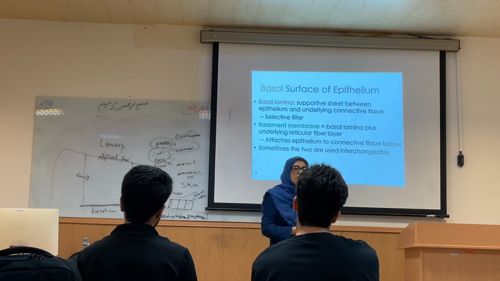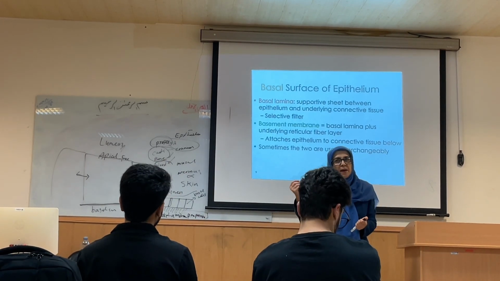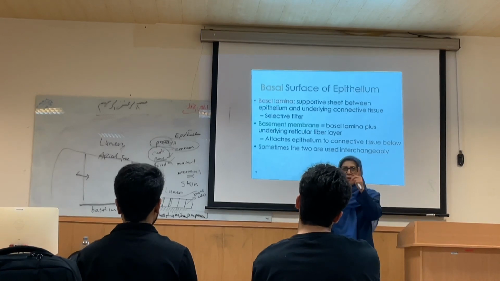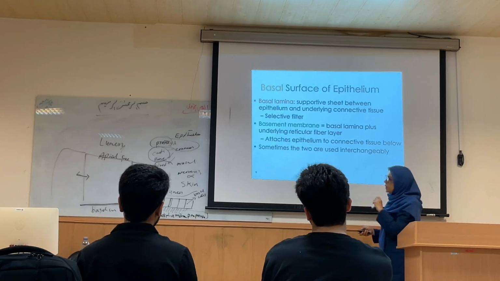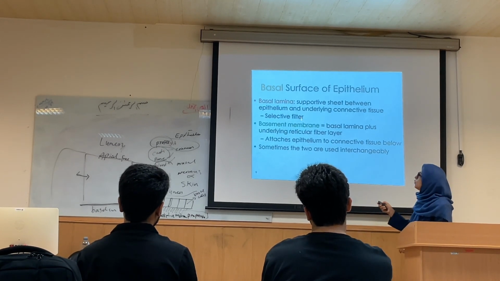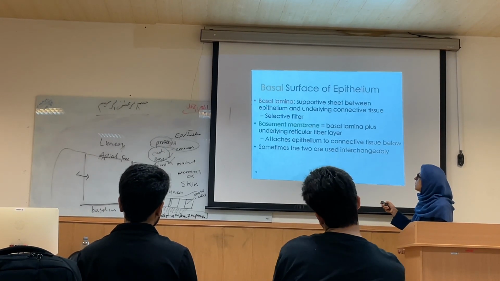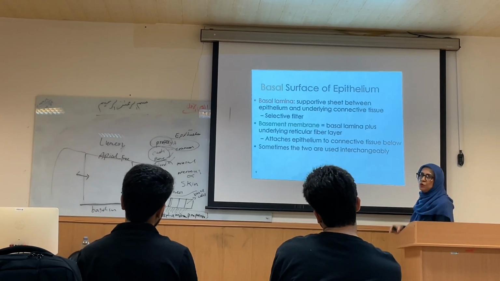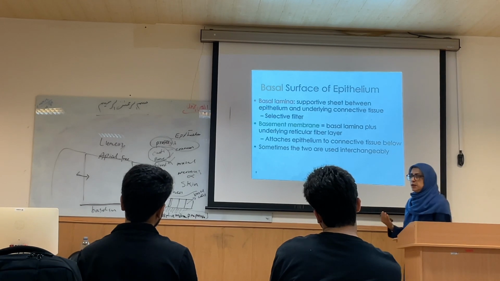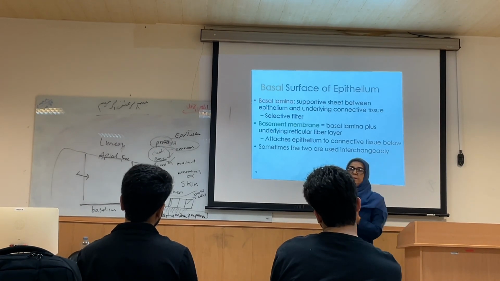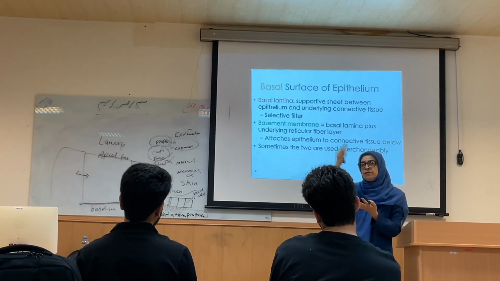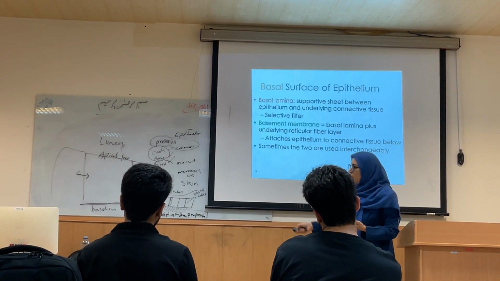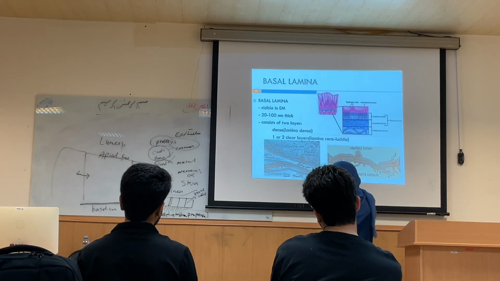Thus, the basal lamina is a part of the basement membrane, but they are used in different parts besides being together. Both of these structures, basal lamina and basement membrane, attach epithelium to the underlying connective tissue and support it, preventing rupturing or separation of the epithelial tissue from the underlying connective tissue.